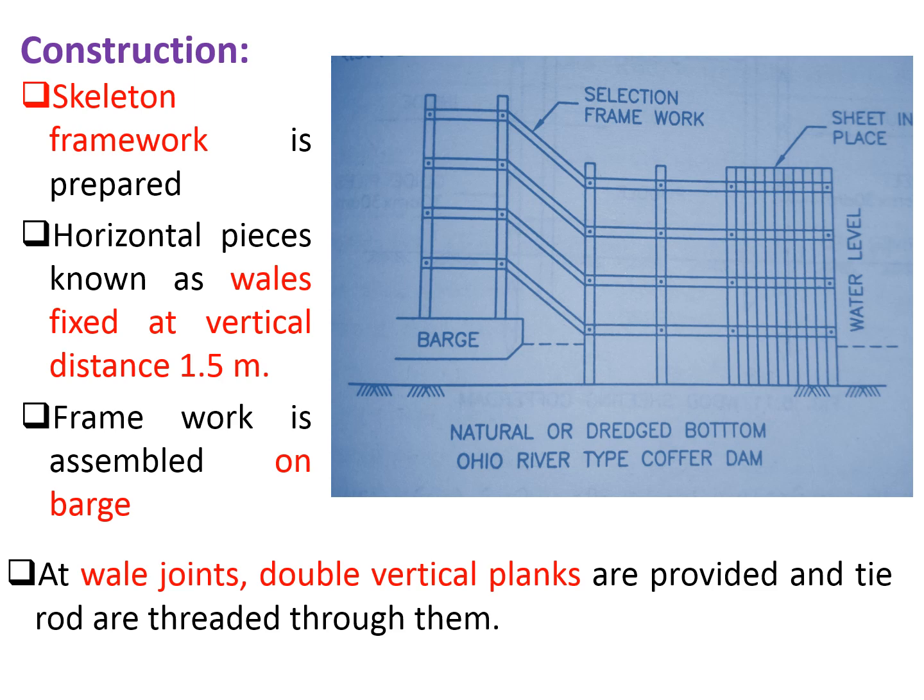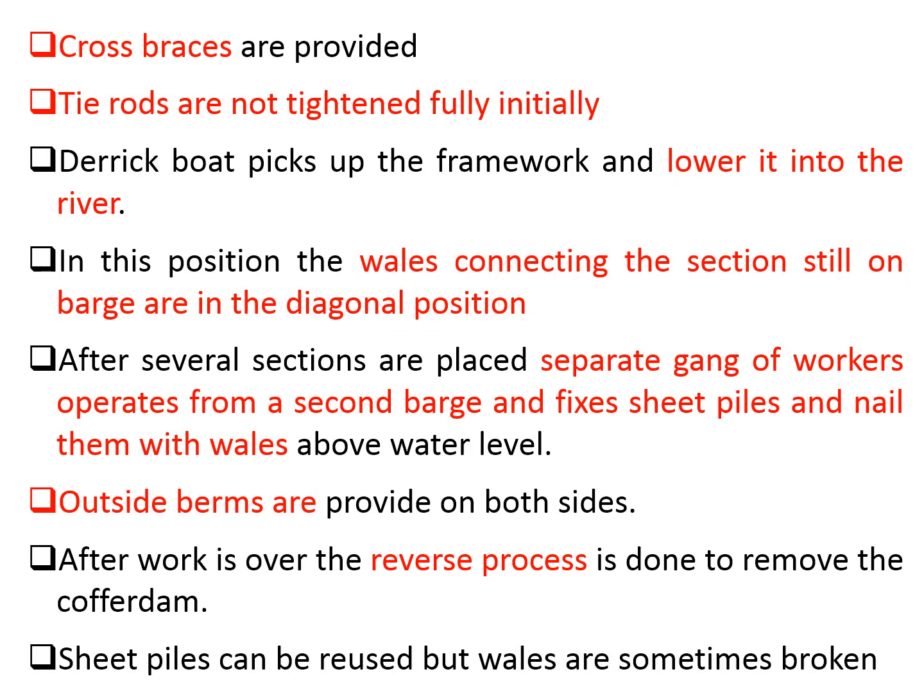So here you can see that when it is being inserted, it will be in a diagonal position. After several sections are placed, a separate gang of workers will come and operate from the second barge, and they will fix the sheet pile. So initially the wales are done, then the sheet piles are fixed and nailed to the wales above water level. Then outside berms are provided on both sides. Berms are nothing but filling material of earth or certain different material. After the work is over, the reverse process is done.